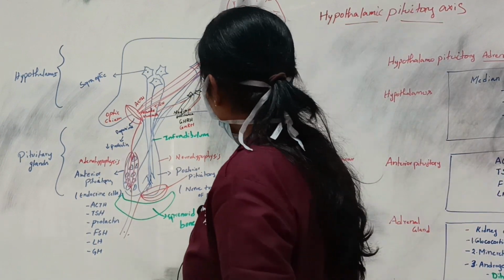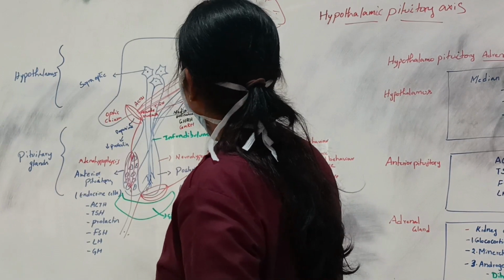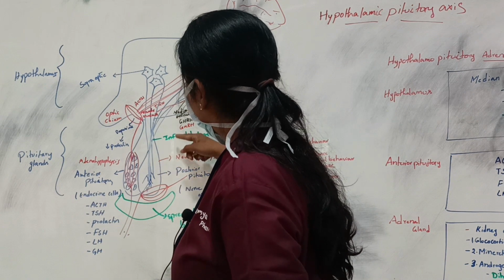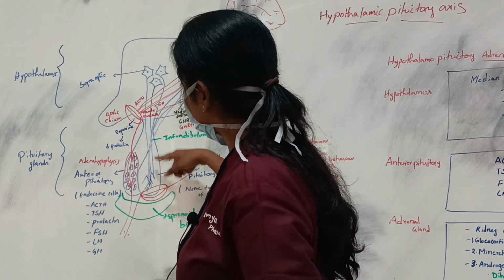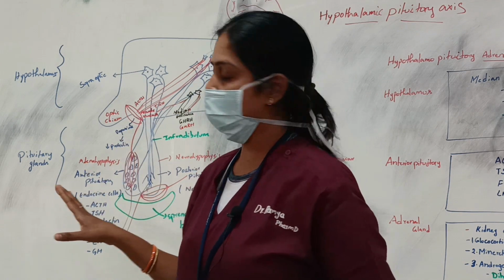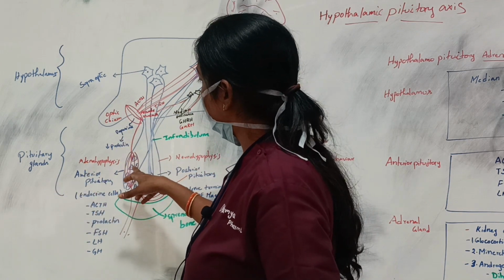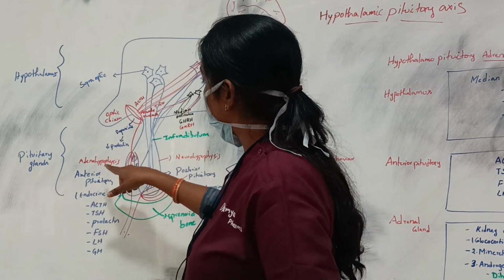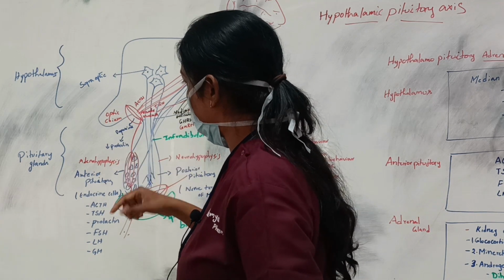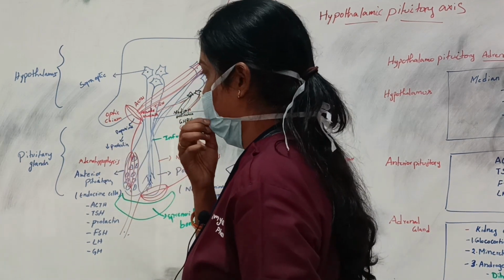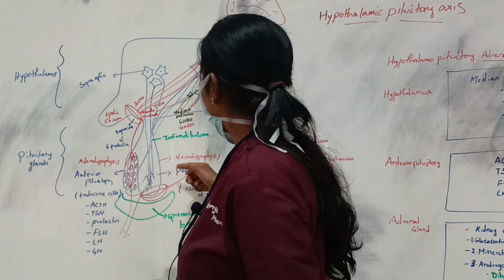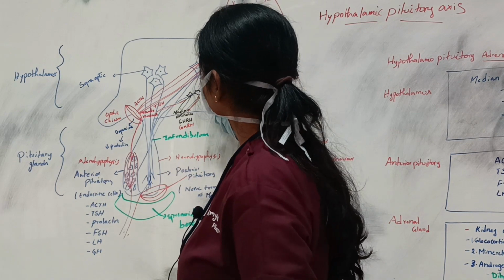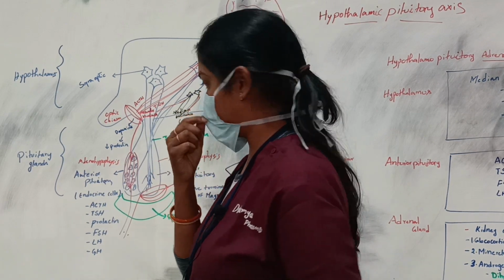And the posterior pituitary gland will contain all nerve terminals. It doesn't have any cells. And the anterior pituitary gland contains all endocrine cells. So it is also called the adenohypophysis, because it contains all cells. And the posterior pituitary is also called the neurohypophysis, because it contains all neuronal endings.